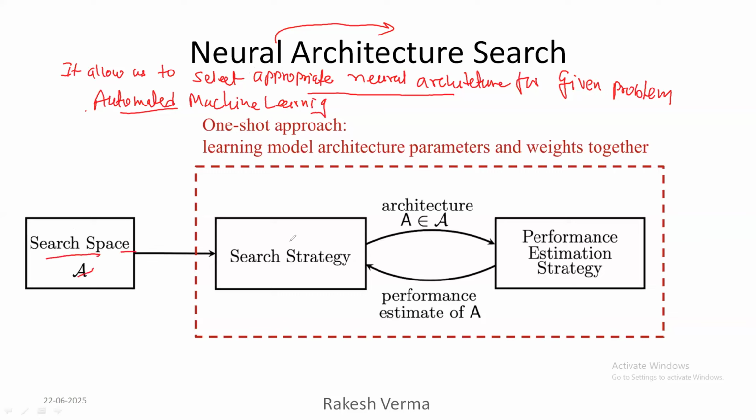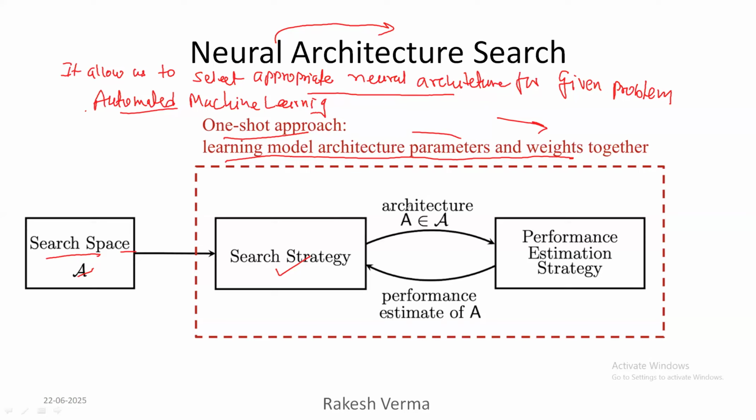Now in the search space, the first one is the one-shot approach, learning model architecture, parameter and weight together. In this particular learning model, the architecture parameter and weight are given together. First you search with a search strategy, which type of searching you need to apply, and then use the search strategy to search for the appropriate architecture for the given search space problem.